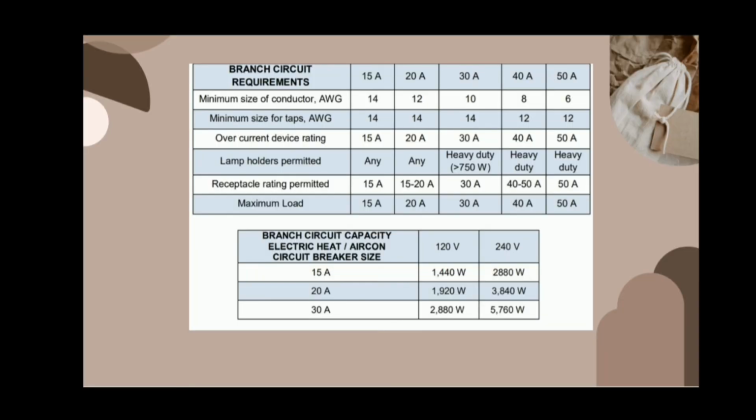This table shows branch circuit requirements of minimum size of conductor, minimum size for taps, overcurrent device rating, lamp holders permitted, receptacle rating permitted, and maximum load. And the second table shows branch circuit capacity, electric heat, aircon circuit breaker size.